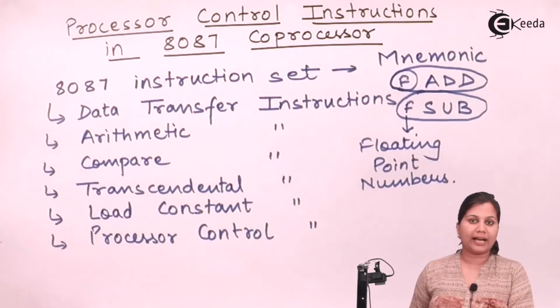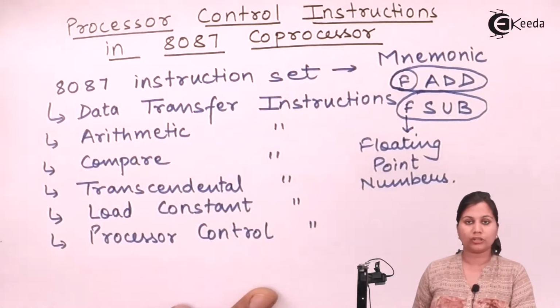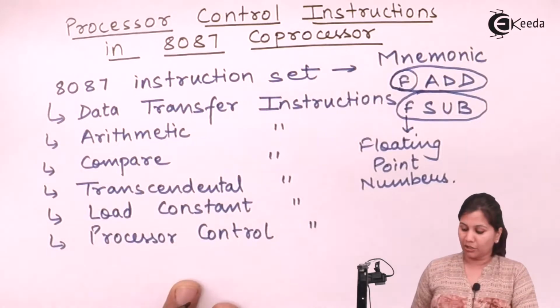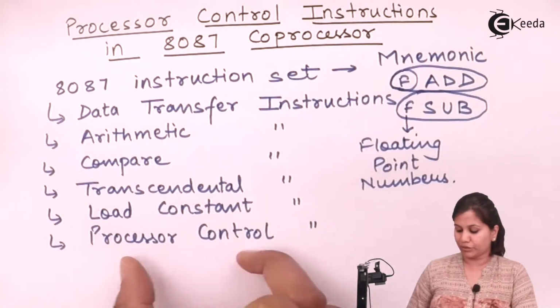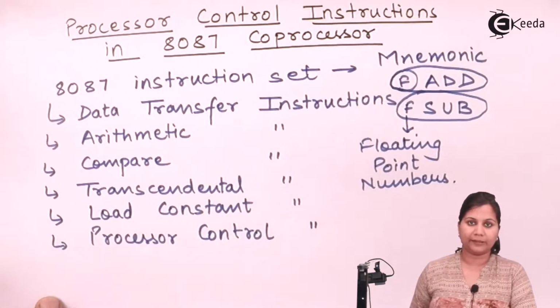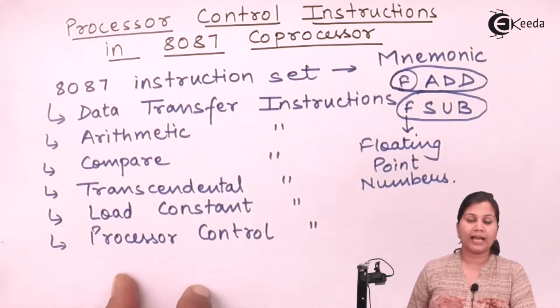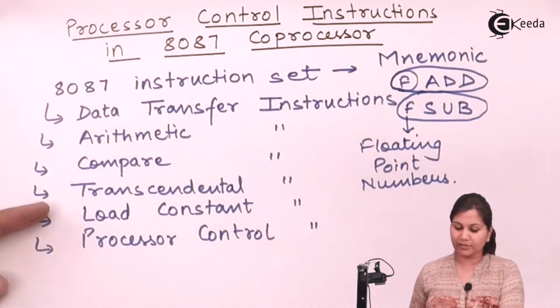So this was a general idea about the instruction set of the 8087. We saw that the instructions are classified into these 6 classes. In this video we will study the last one, that is the processor control instructions in the 8087. We will study which instructions come under this category and what operation or function is performed by those instructions. So let us start with the processor control instructions.